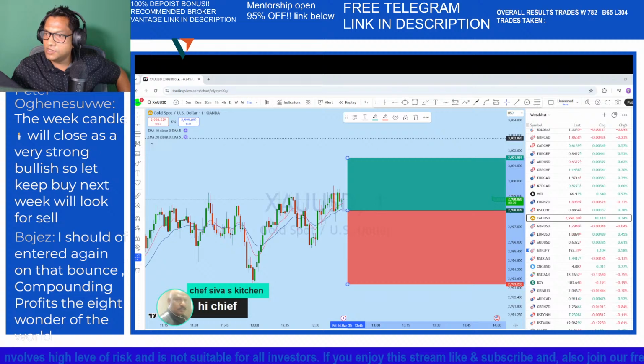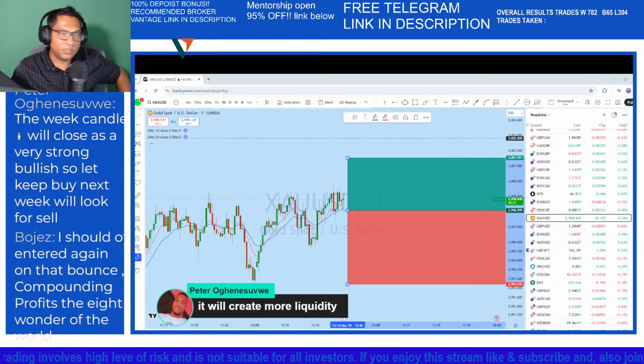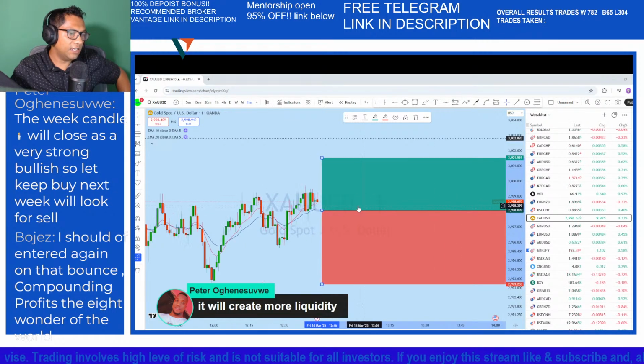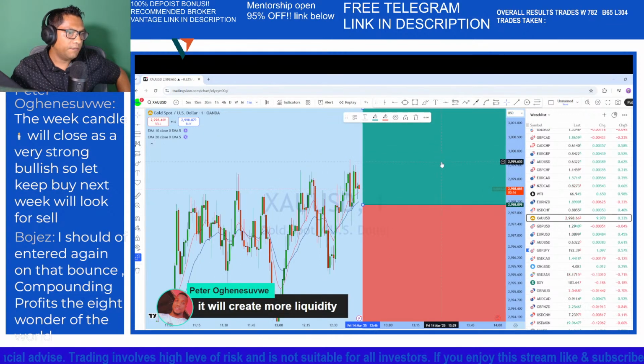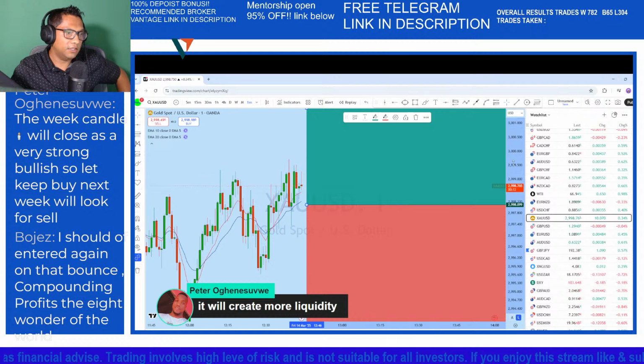We're going for highs. Yeah, mine has triggered. Yeah, there is a liquidity grab. So with that liquidity grab here, want to see that it's moving up and then potentially breaking above to create a new higher high in that area.